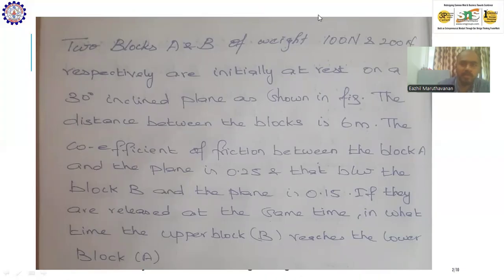Before solving the problem, you must understand the question clearly. It is said that in an inclined plane, the two blocks are kept. At initial stage, they are at rest. It is given here. And the inclination of that plane to the ground level is 30 degree. Each block is placed at a distance of 6 meters. The coefficient of friction between block A and the plane is 0.25, whereas block B and plane is 0.15.